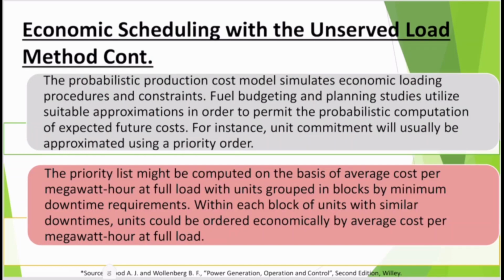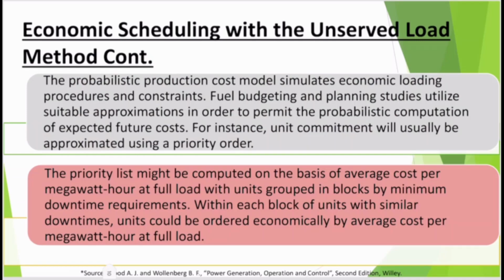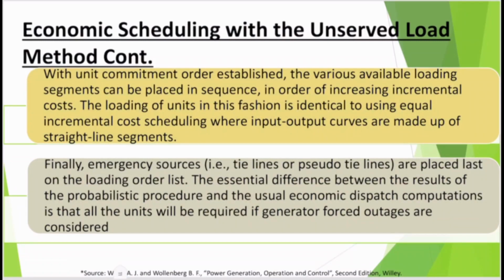The priority list might be computed on the basis of average cost per megawatt hour at full load, with units grouped in blocks by minimum downtime requirements. Within each block of units with similar downtimes, units could be ordered economically by average cost per megawatt hour at full load. Now, with the unit commitment order established, the various available loading segments can be placed in sequence.